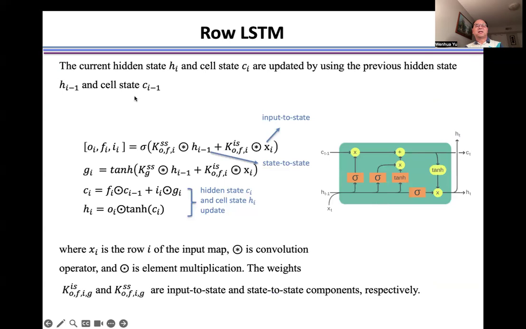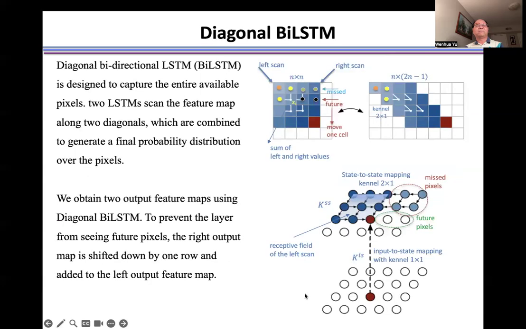The current hidden state hi and cell state ci are updated by using the previous hidden state hi-1 and the cell state ci-1 through these equations. Where xi is the row of the input map, this is the convolution operator and this is element-wise multiplication. The weights Kis and Kss are the input-to-state and state-to-state components respectively.